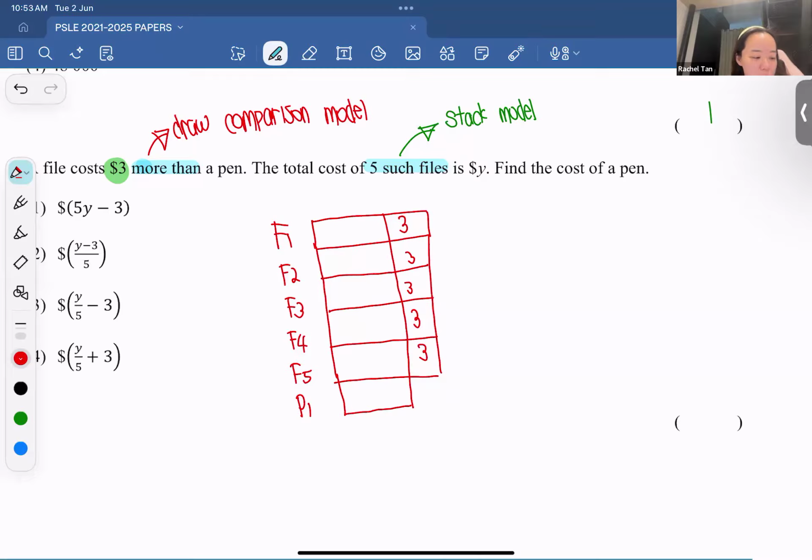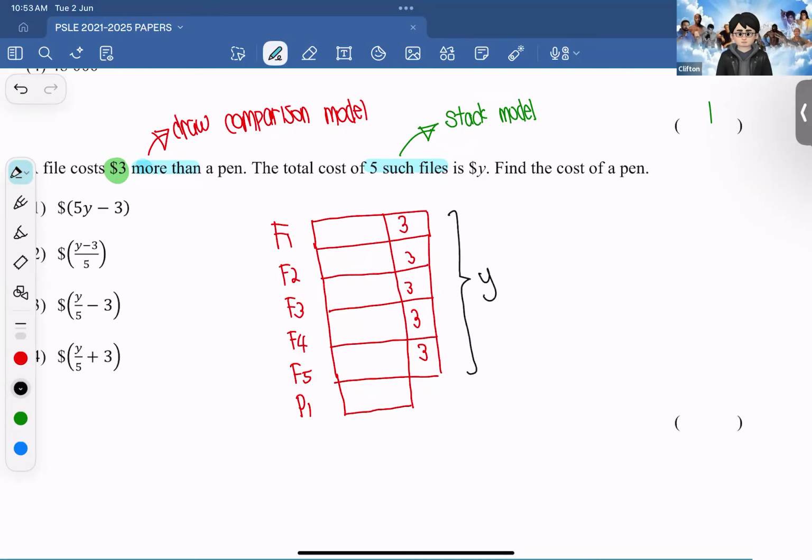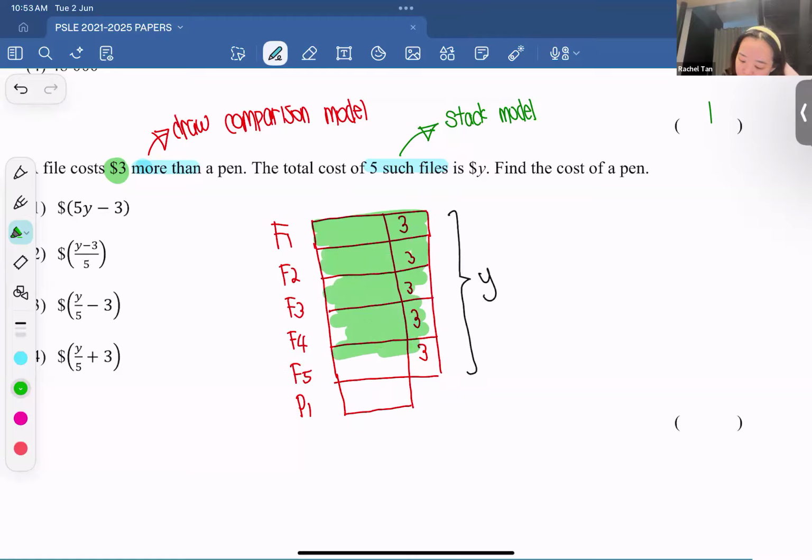And then we also know that the total cost of 5 files is $Y. So where is Y? Y is an algebra. Where is Y in the model? It's the whole thing. This whole thing here is Y. And then where is my question mark? The question mark is: find the cost of a pen. So this is my question mark.